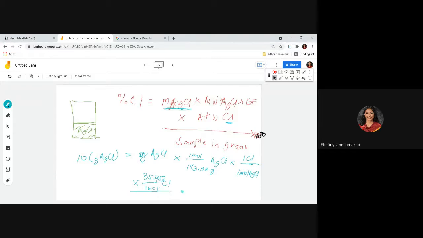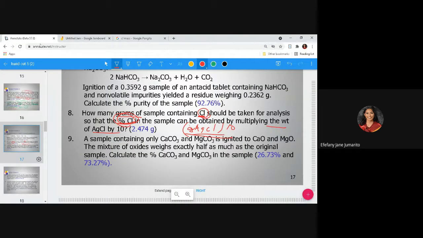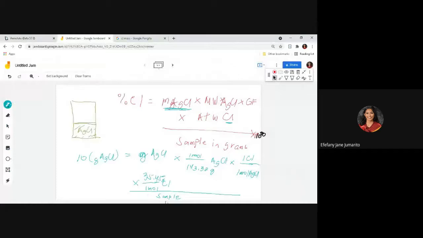Then you divide the whole thing by the sample. The sample here, we don't know the sample in grams because that's what is asked. The grams of the sample. So gram sample, and then we multiply the whole thing with 100. Please do this one.